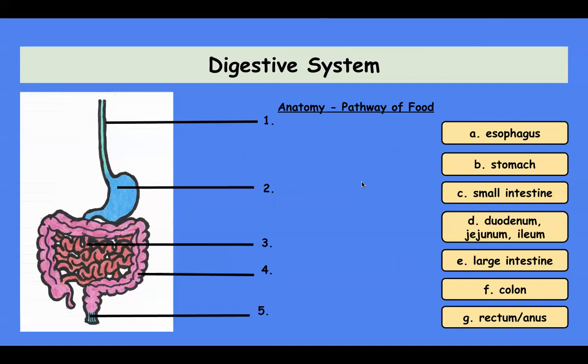So this is the pathway of food through the digestive system, right? The pathway of food through the GI tract. And so basically, this is very similar to what we've been doing.